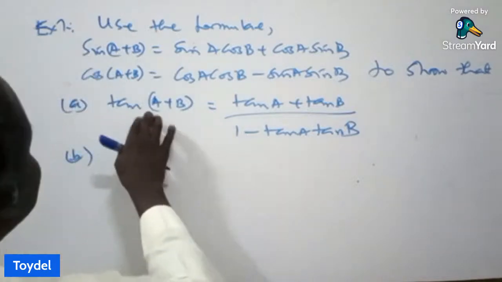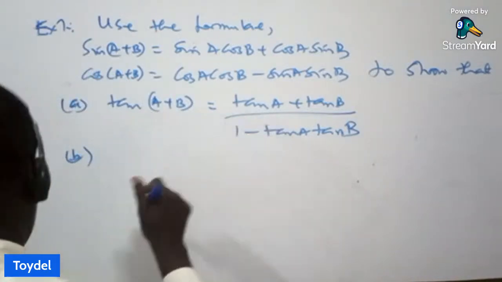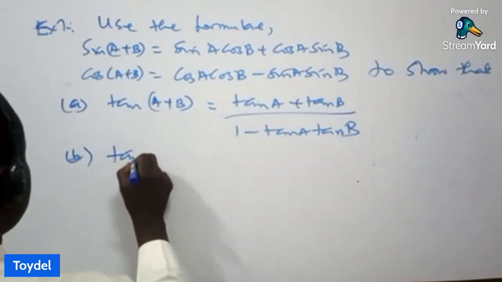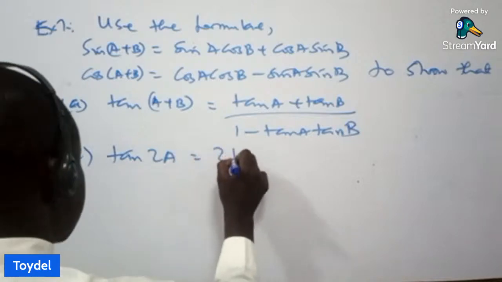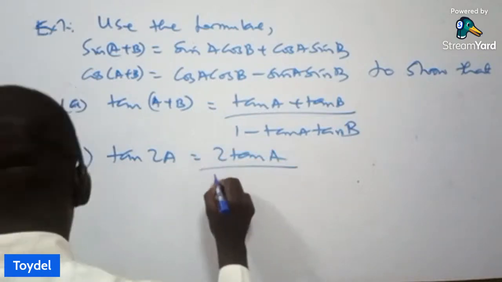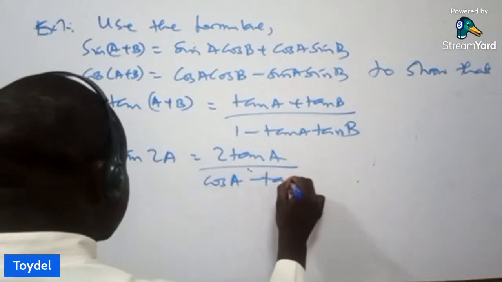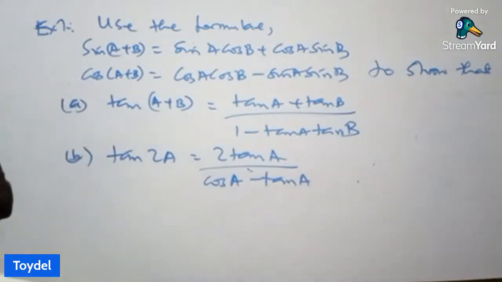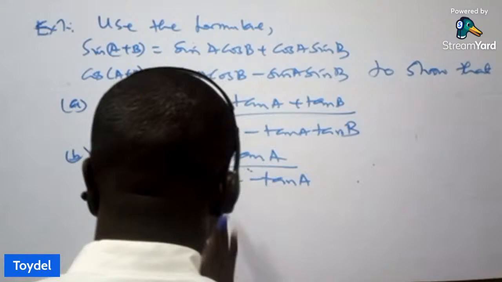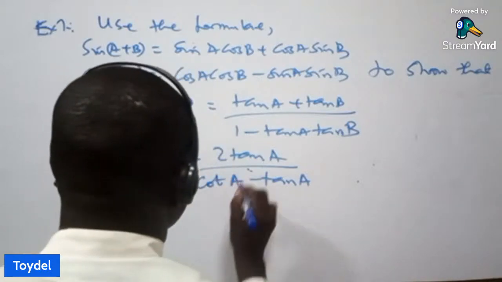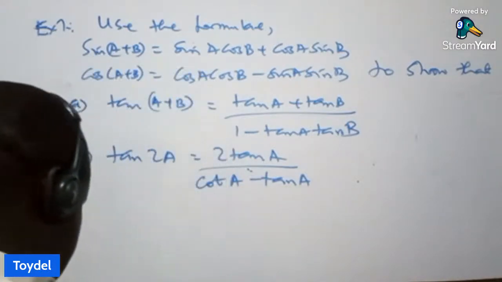I only made the statement when we discussed it. We did not show it. The second one is that we should also show that tan 2A is equal to 2 tan A all over 1 minus tan squared A, which is cot A minus tan A. Look at what we are asked to show.